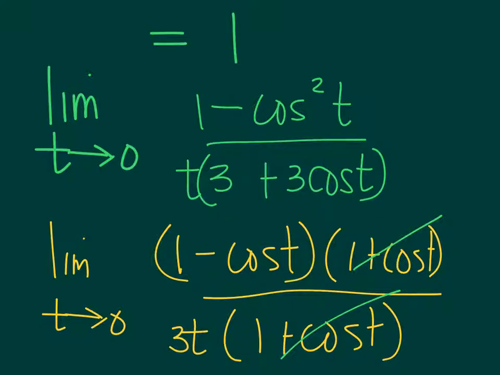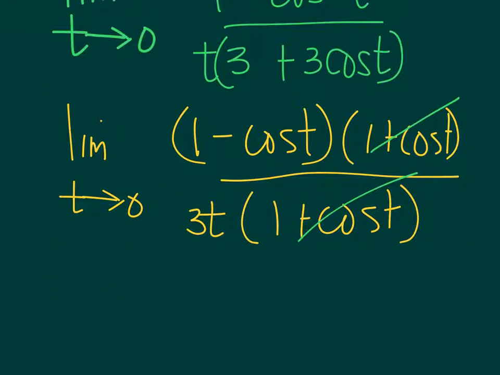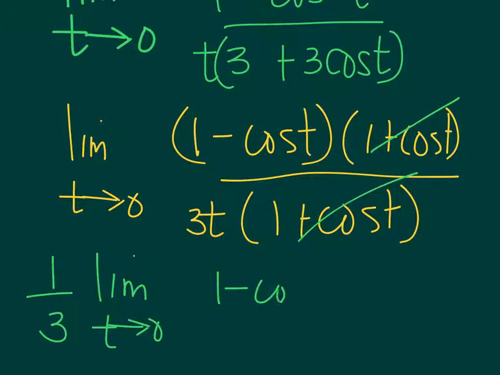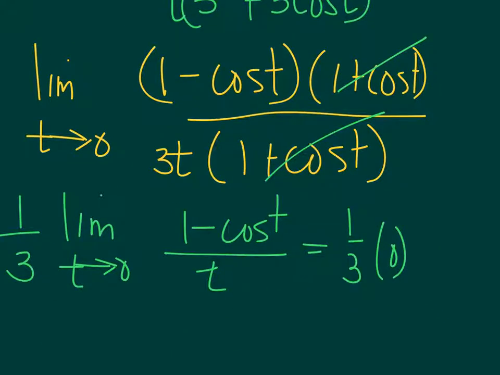So don't be confused with the 3. For limit values, you can actually factor out the constant outside the limit. So you have 1/3 and then the limit as t approaches 0 of 1 minus cosine t over t. There's no more 3t, it's just a t. But what is the limit of 1 minus cosine t over t? As we established, it is 0. So even that 1/3 will not actually affect it, as it's 1/3 times 0, and this is 0.